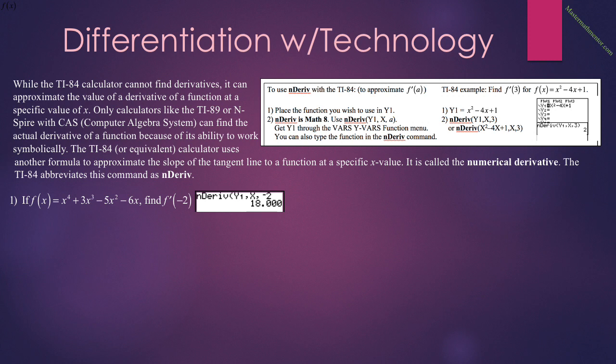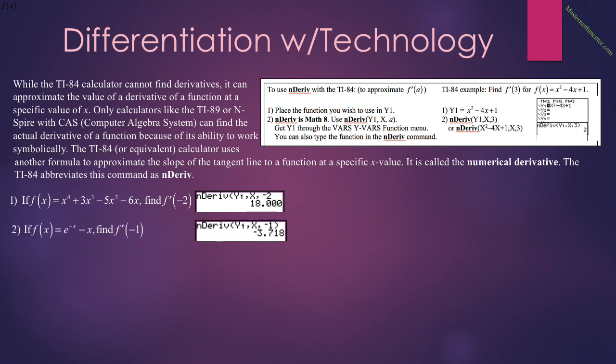Example 1 states that f of x equals x to the fourth plus 3x to the third minus 5x squared minus 6x. And we'd like to find f prime of negative 2. We can use our formula, but we're going to have to expand expressions like x plus h to the fourth power, x plus h to the third power, etc. There's going to be a lot of messy algebra in there. However, if we make y1 equal to the function, then we can just look at nderiv y1, comma x, comma negative 2, and we find that f prime of negative 2 equals 18.